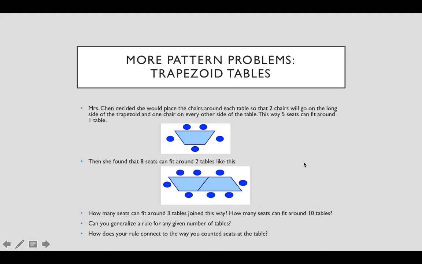And I had asked you to figure out how many seats could fit around 3 tables, 4 tables, and up to 10 tables to generalize a rule and to connect your rule to the picture. So what I'd like to do next is just briefly look at this task, how I generated my t-chart, and then some of the patterns that we can see in that t-chart that help us look at recursive rules and then that closed formula and then connect it to the pictures that we're seeing in our trapezoid tables.